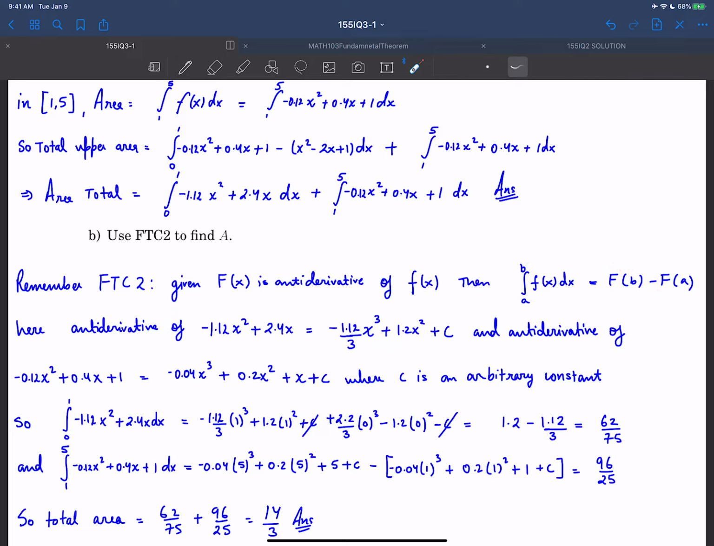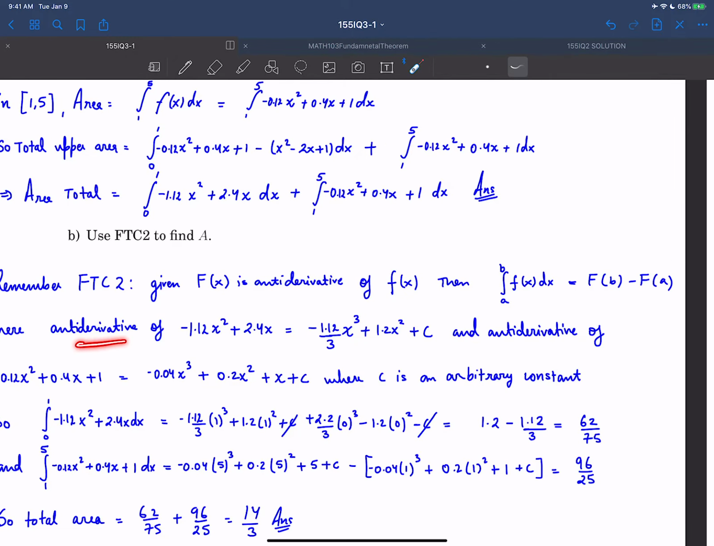Now how do you find the antiderivatives? To find the antiderivative of any function, you have to ask yourself a question: you're looking for a function that you will differentiate to get this one. So to find the antiderivative of negative 1.12 x squared plus 2.4x, the question I have to ask myself is, what function should I take the derivative of to get this thing? That is the formal way of taking an antiderivative, which we know as the power rule, which some of you might already know how to apply. So I'm keeping that in mind here.